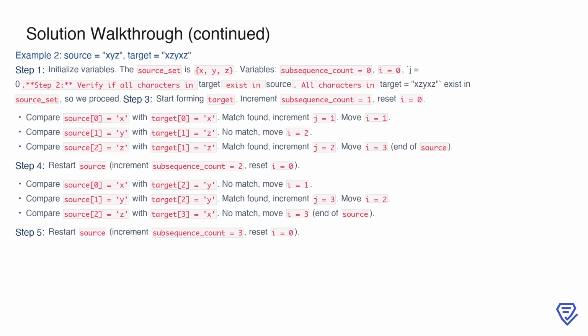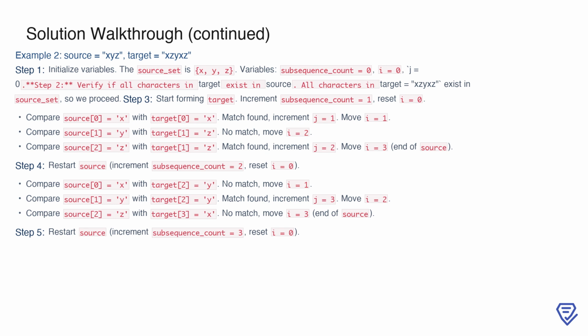In this example, the source is xyz and the target is xzyxz. Again, we start by initializing the variables. The source_set becomes x, y, z. We set subsequence_count to 0, and both i and j to 0. After confirming that all characters in target equals xzyxz exist in source_set, we proceed to form the target.